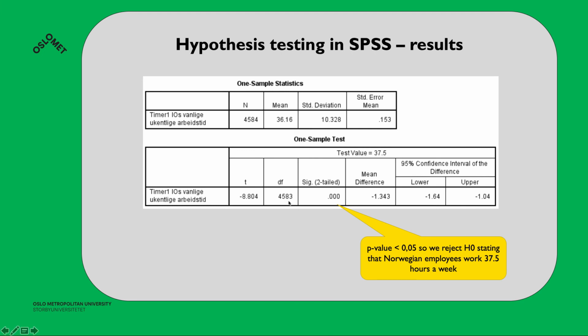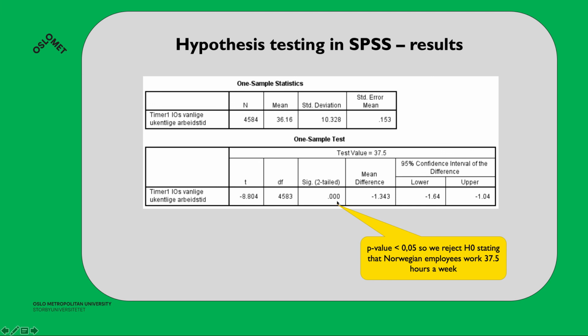As you can see from this result, this is the p-value, or probability of significance. And as you can see, this is much lower than our chosen level of significance, which is 0.05, or 5%, and so we reject H0, stating that Norwegian employees work 37.5 hours per week, because the sample results are significantly different from 37.5 hours per week.